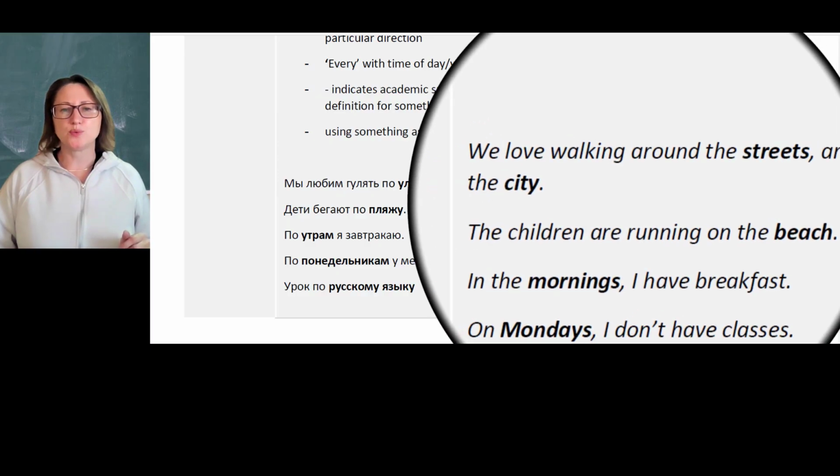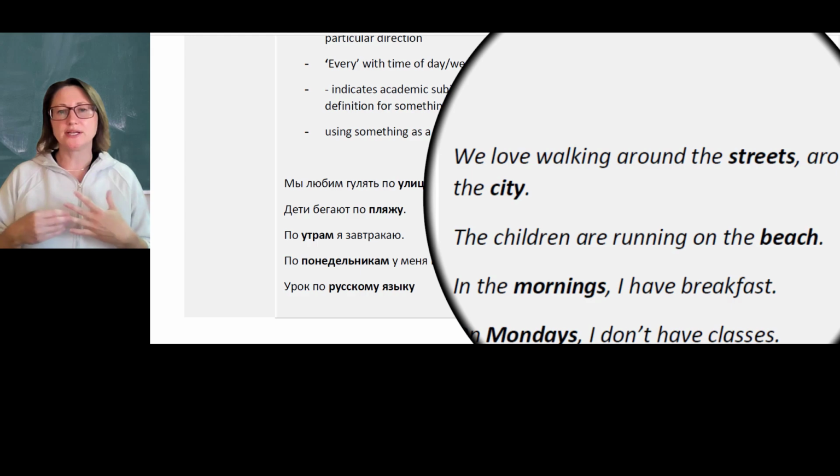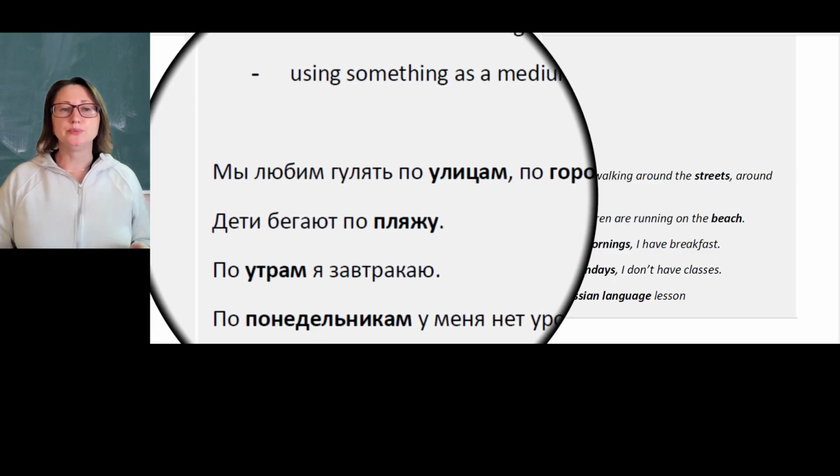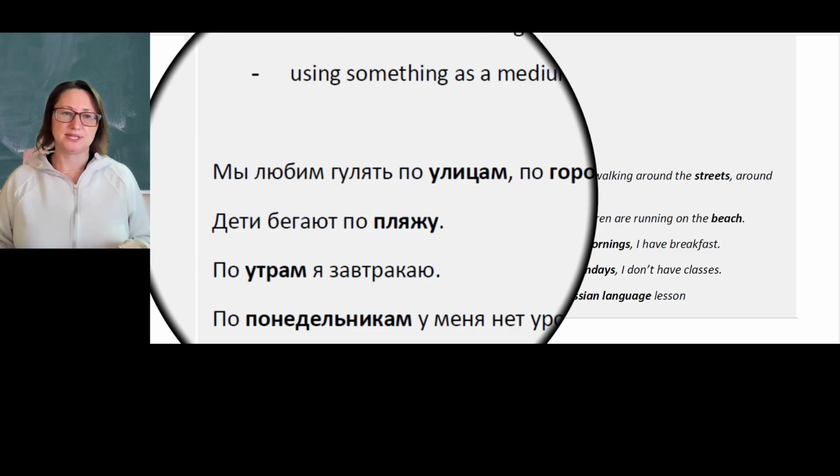So here are examples of walking around with no specific direction. For example, we love walking around the streets. We love walking around the city. The children are running on the beach. So in Russian it would be «Мы любим гулять по улицам», «Мы любим гулять по городу». Here, there's no specific direction. We can go here, we can go there, we can go over there. And that's по plus dative. Дети бегают по пляжу. Kids are running around on the beach. They ran here, and then to the water, and then here, and so on. So there is no specific direction. So that's why, again, we're using по plus dative.